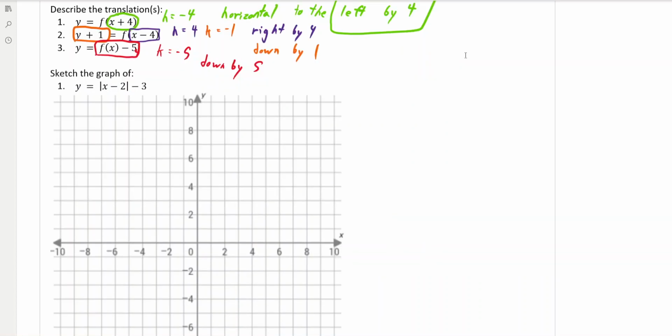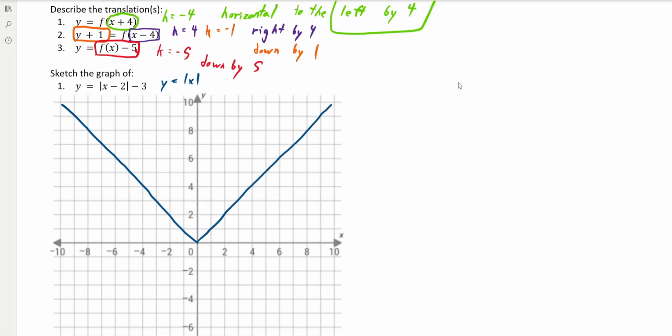All right, so we have to sketch the graph of y equals absolute value x minus 2, absolute value minus 3. So what is the original parent function? Well, let's just think about this for a moment. The parent function is y equals absolute value of x, which is simply this function here in blue. So if we want to find the translated version of this, we just have to figure out how much it translates by.